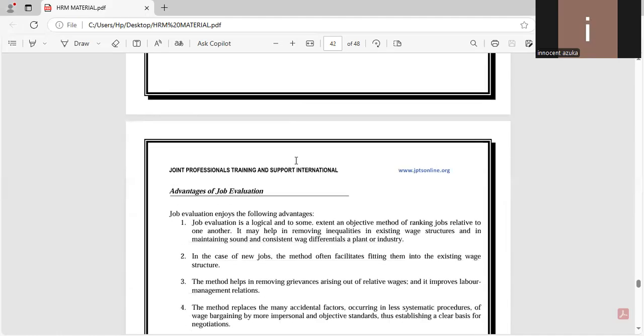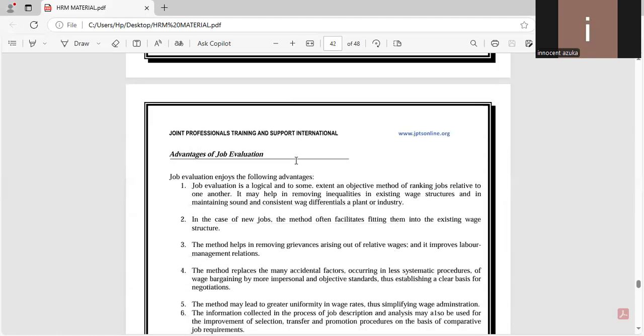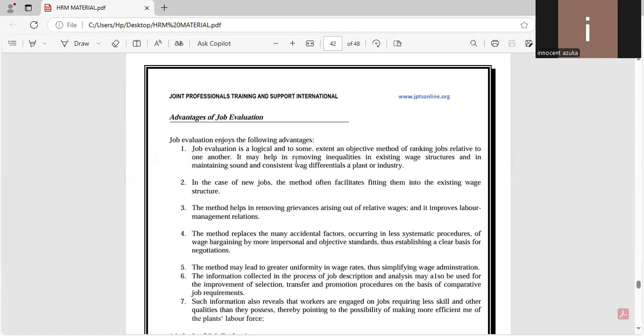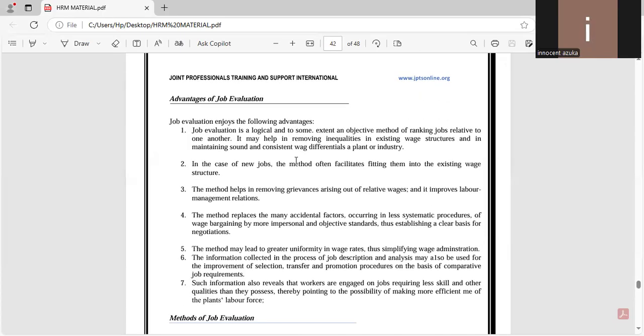So what are the advantages of job evaluation? Job evaluation includes the following advantages. Job evaluation is a logical to some extent and objective method of ranking. In case of a new job, the method facilitates fitting it into existing wages. The method helps in removing grievances. The method replaces many accidental factors.